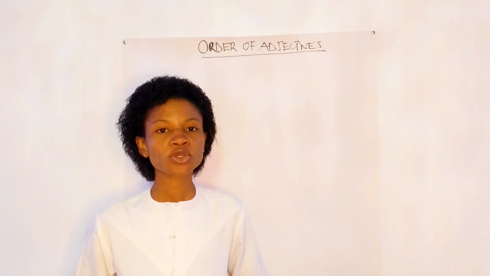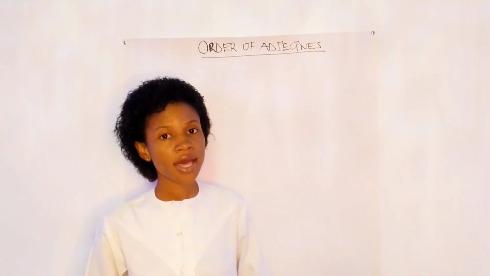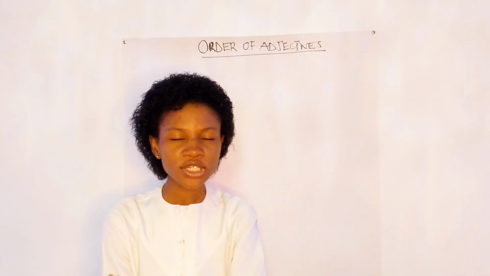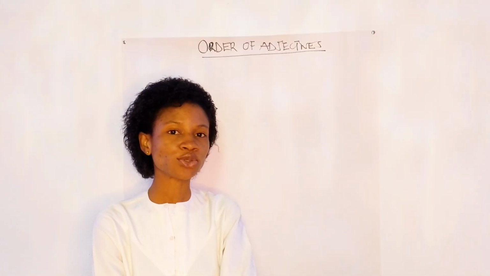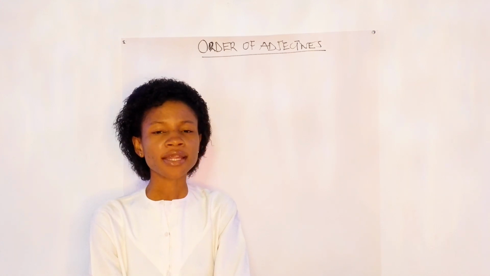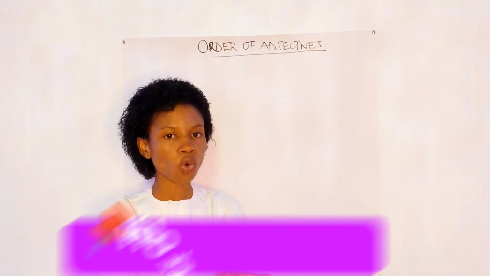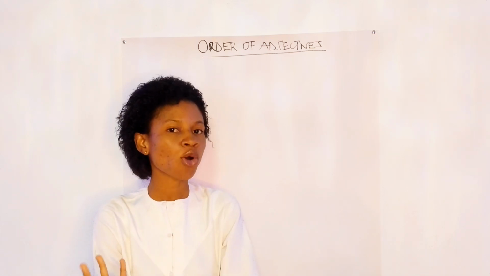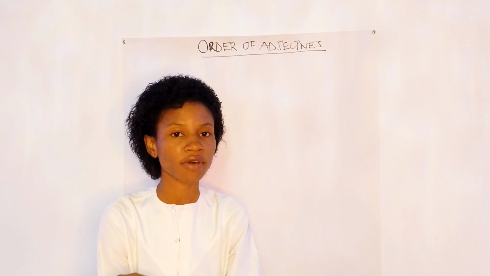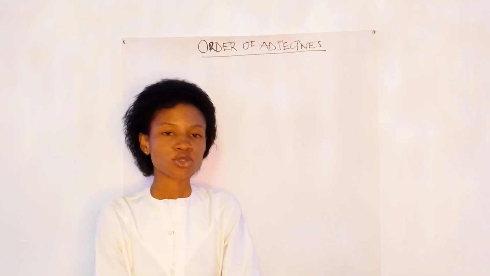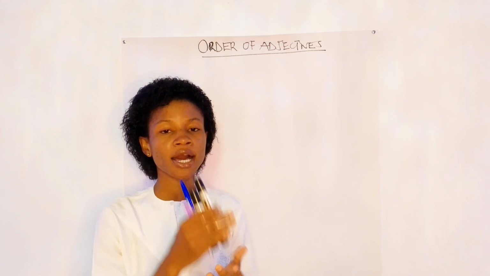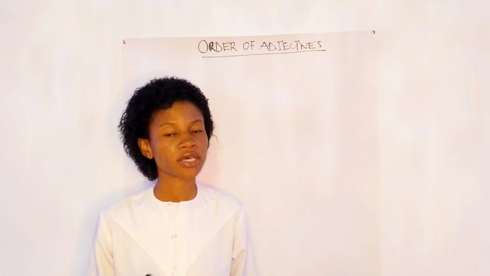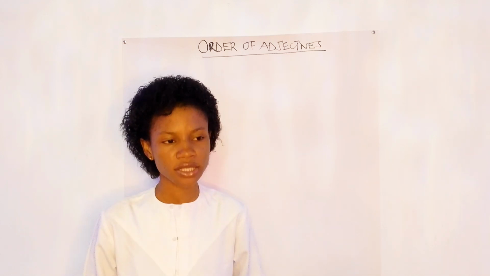In today's lesson, we are going to look at English grammar, and the topic is order of adjectives. Before you can teach order of adjectives, your students need to know what an adjective is. That is why, when you are teaching, you teach from known to unknown. You can improvise. It's not always that you're going to use a cardboard or whatever. Today we are going to use these marker pens to explain adjectives.